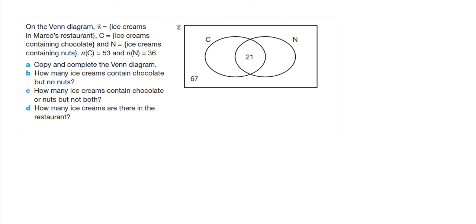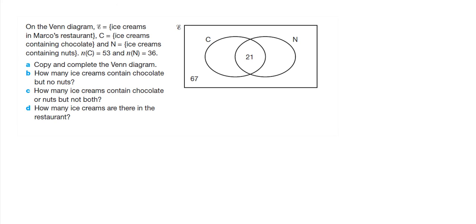Okay, this is our last example. The universal set contains ice creams in Marco's restaurant. C is ice cream containing chocolate. N is ice cream containing nuts. 53 is the number. All right, so we have to work out the number of C set and the number of N set containing nuts and chocolate. Okay, copy and complete the Venn diagram.